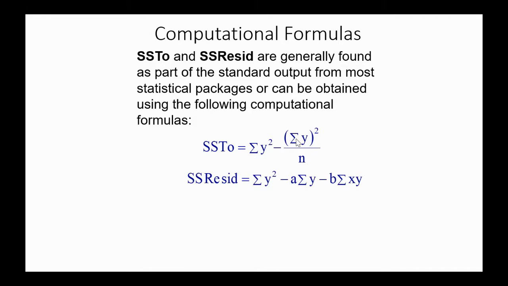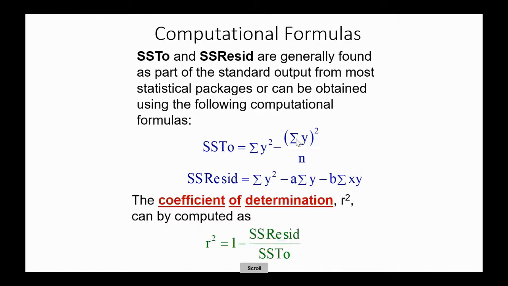Okay, so these are all great and all, but what are they used for? Well, they're used to get the coefficient of determination, R squared. The R squared is computed as 1 minus the residual sum of squares divided by the total sum of squares. Don't they give you this in the linear regression? They do. They do give this to you, yes.